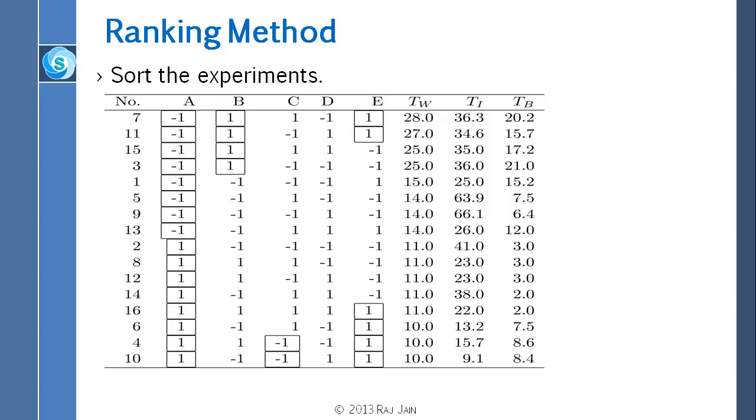So now, having seen this, you can conclude that A equal to -1 is always better, because these are better experiments, higher values of throughput. So A equal to -1 is certainly better than A equal to +1.